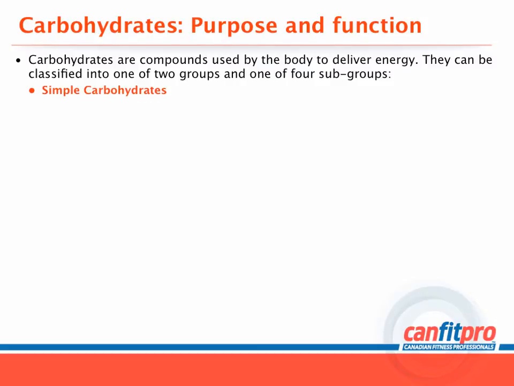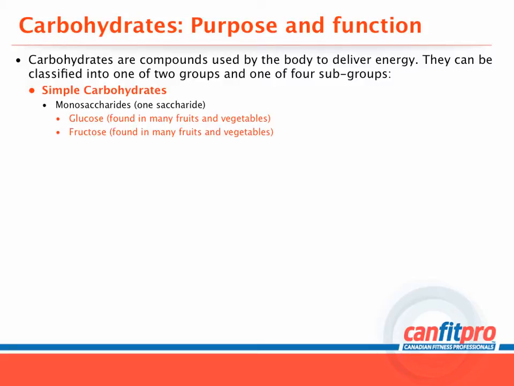Simple carbohydrates include monosaccharides. That would be one saccharide molecule. These include glucose, found in many fruits and vegetables, fructose, also found in fruits and vegetables, and galactose, found in plant cell walls. Simple carbohydrates also include disaccharides, which would be two saccharide molecules.